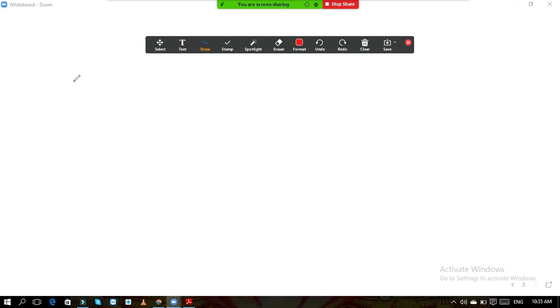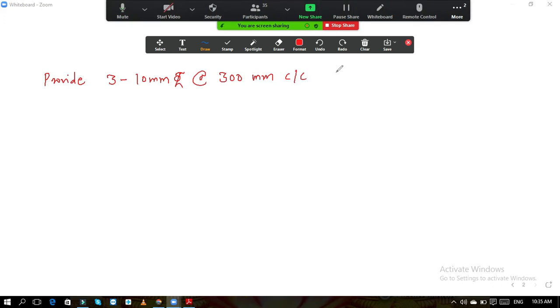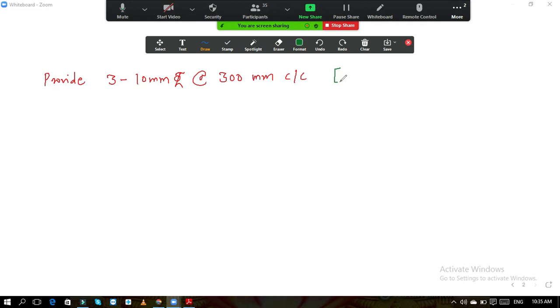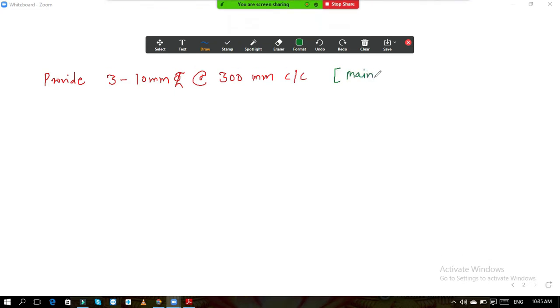So we can write over here, provide 3 bars of 10 diameter at 300 center to center. So this is your main steel.